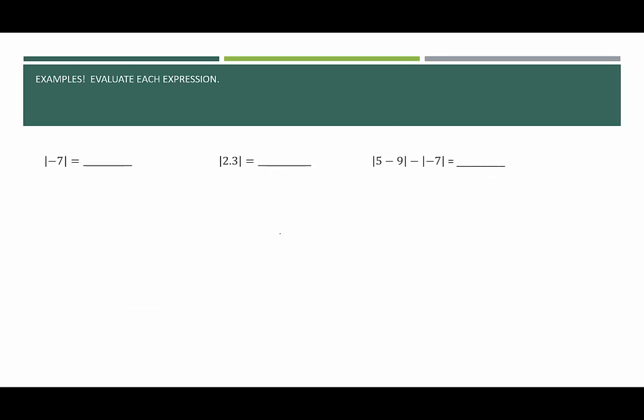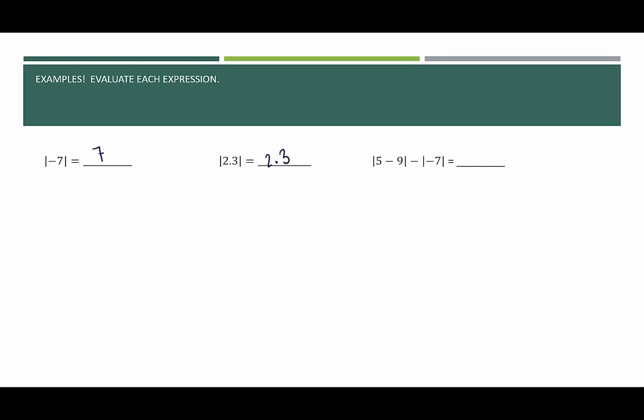Okay, so let's look at some examples of finding the absolute value. The absolute value of -7. So how far is -7? What's the distance between -7 and 0 on a number line? It would be 7 units. How about 2 3/10? 2 3/10 would be 2 3/10 away from 0.